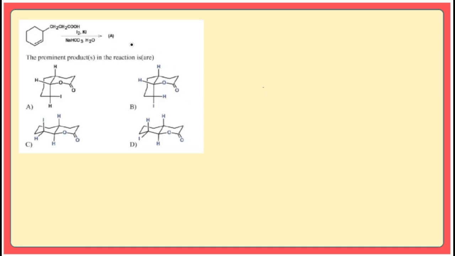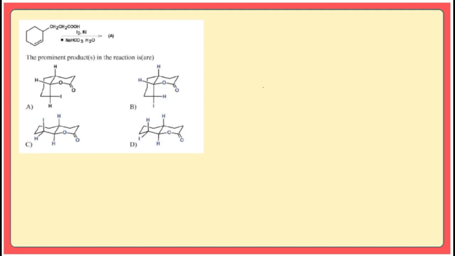Let's see what is a prominent product for the given reaction. What many students do is that the moment they look at the reaction, they jump into predicting the structure of the products. But what I suggest is that first analyze what is the reactant, analyze what are the reagents given, and then you can predict what will be the product formed.